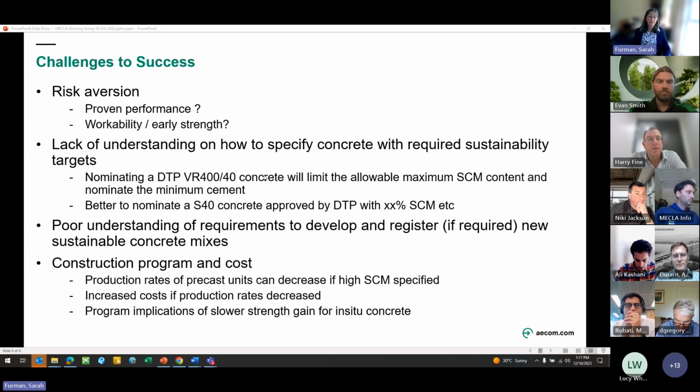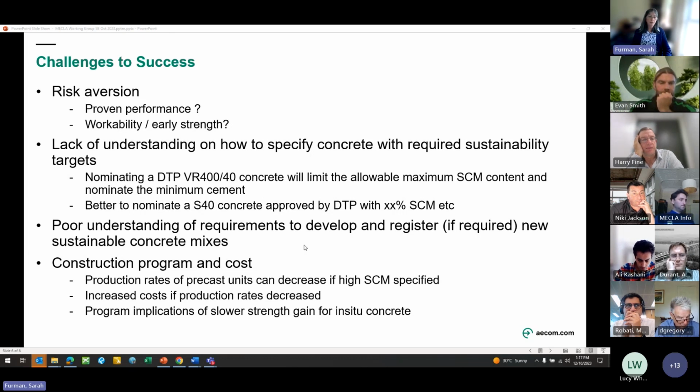So it's actually far better to nominate, for instance, an S40 concrete, which is approved by DTP, and nominate the minimum SCMs you're after. And we're very aware that they are approving SCM blends in excess of their own specification. And this wording in your documentation will prompt people not just to specify and accept what's in the DTP specification.